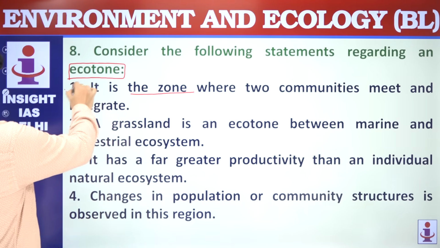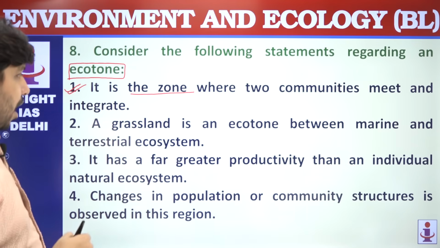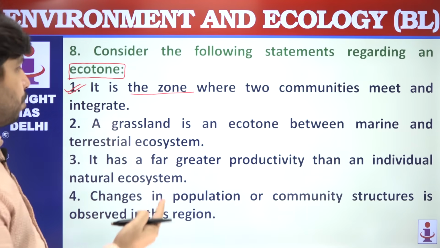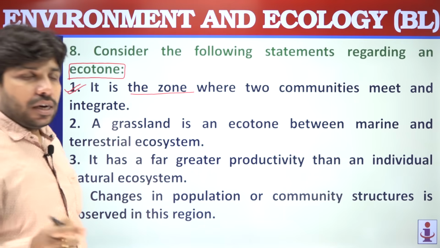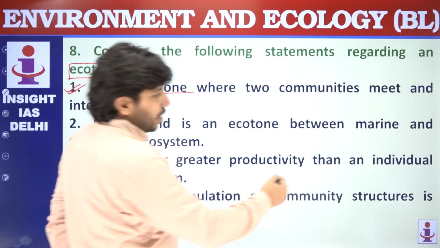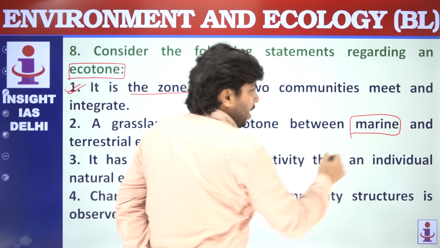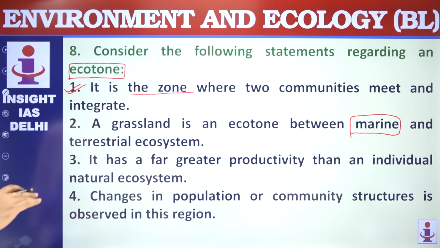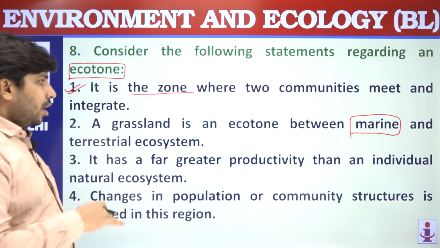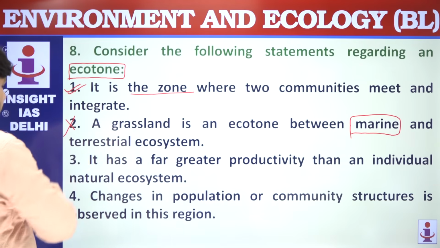Statement 1 is correct. A grassland is an ecotone between marine and terrestrial. No. Grassland is not an ecotone between marine and terrestrial. Grassland is a terrestrial, earth-based ecosystem. So statement 2 is not correct.